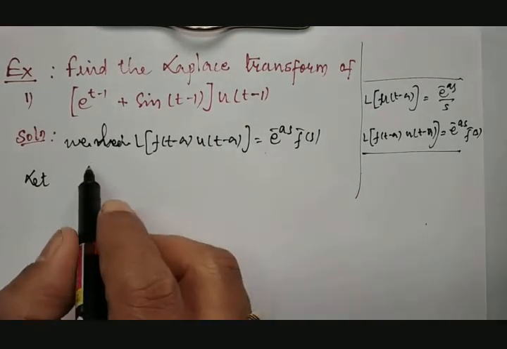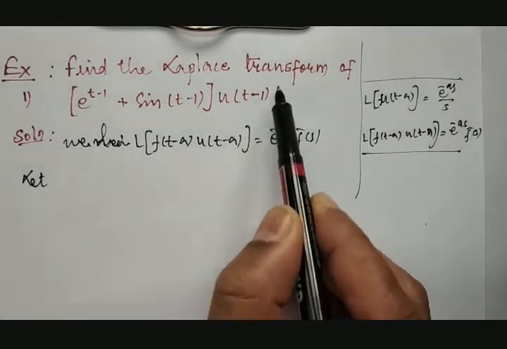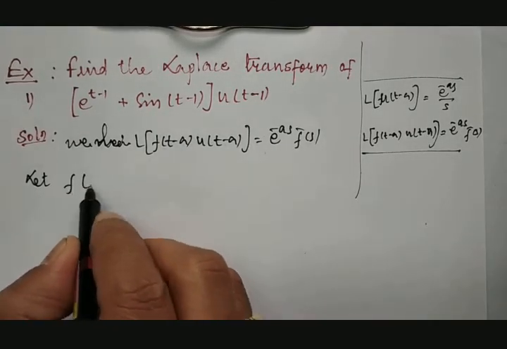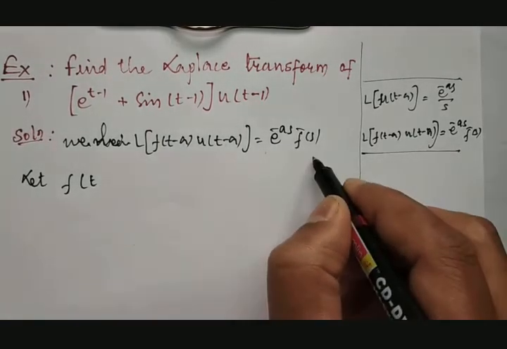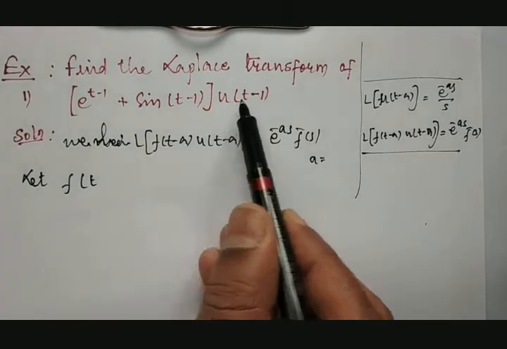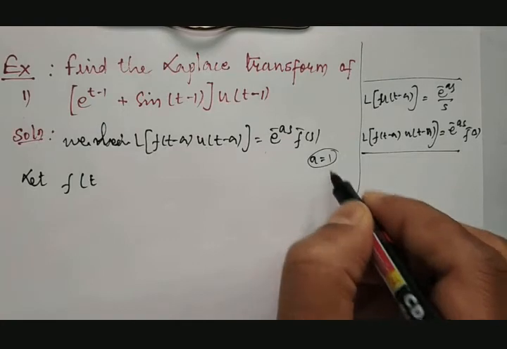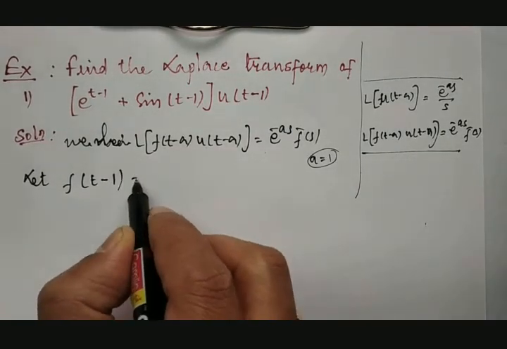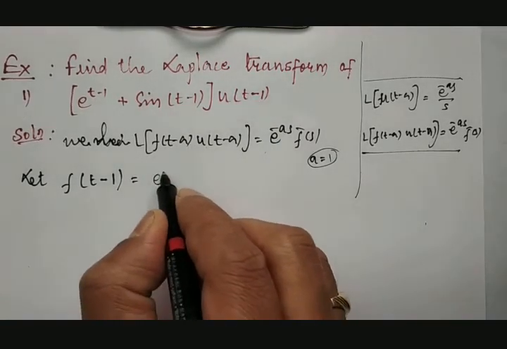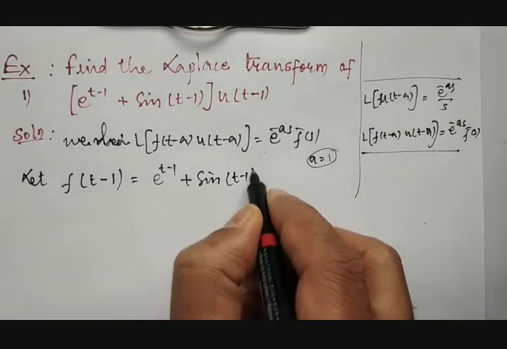But how do you get f bar of s of this whole thing? That is not possible right now. So what to do? Other than the unit step function, compare these two. Whatever is there other than the unit step function, that comparison is to be taken. So here it is f of t minus a. But in this case, a is equal to what? You can see it from u of t minus a, u of t minus 1. So a is equal to 1. Therefore, f of t minus 1 is equal to this whole bracket other than the unit step function, that is e raised to t minus 1 plus sine of t minus 1.